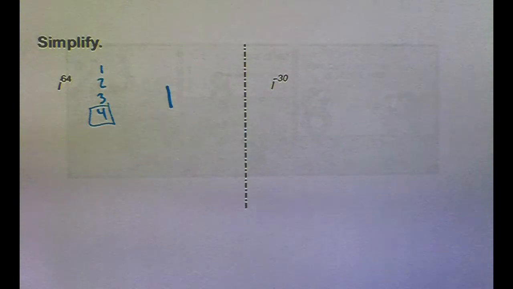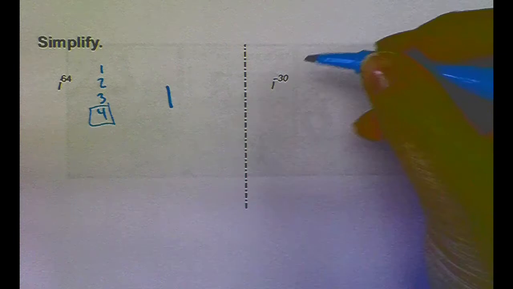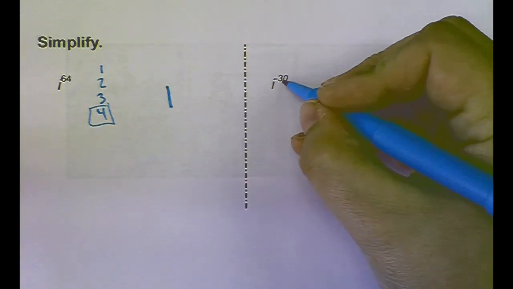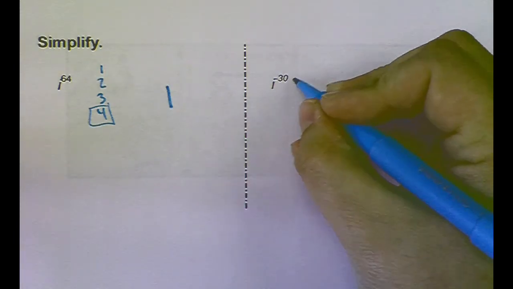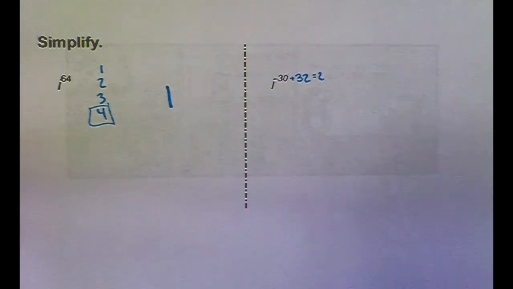There we go. Negative 30. I want to add 4. Add 4, add 4, add 4, add 4. I'm going to end up with, let's see here, i to the 2nd power. So the answer is just negative 1.